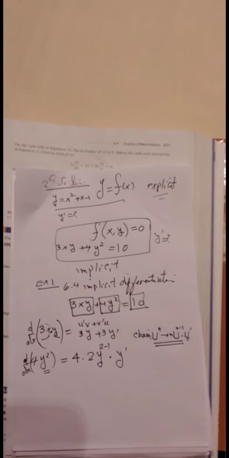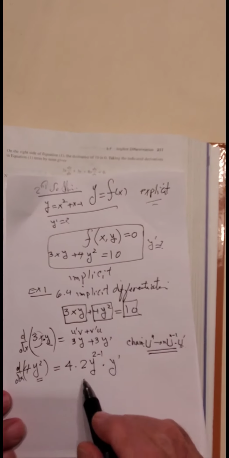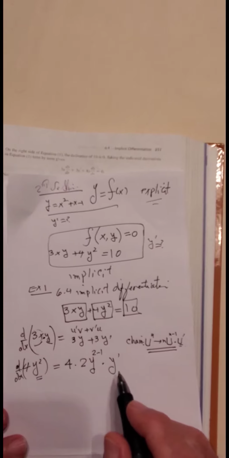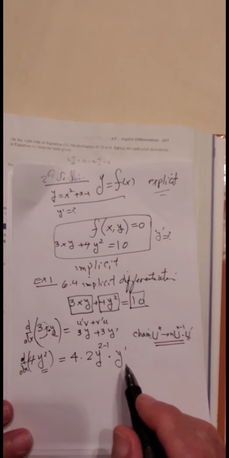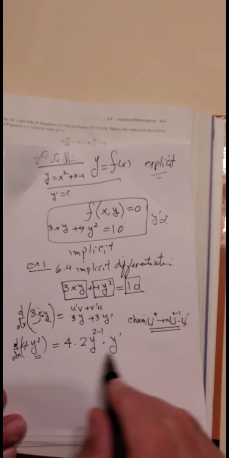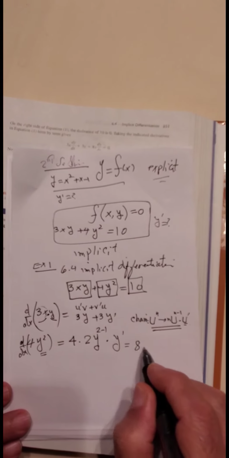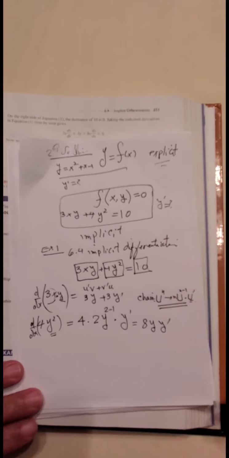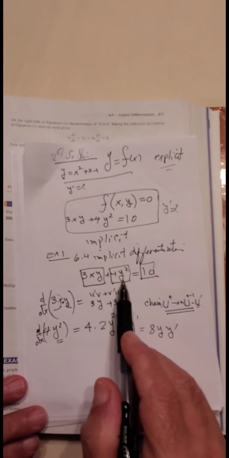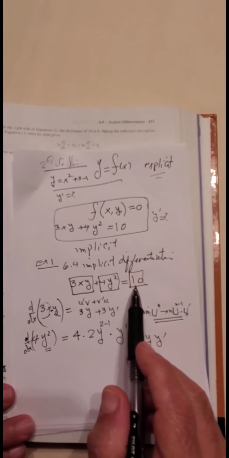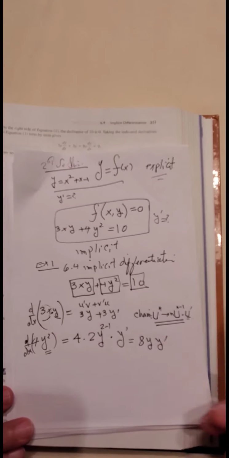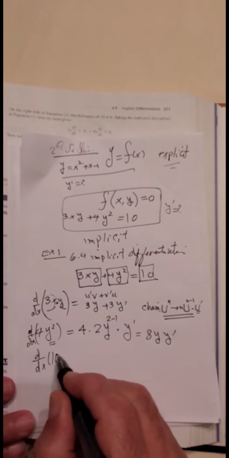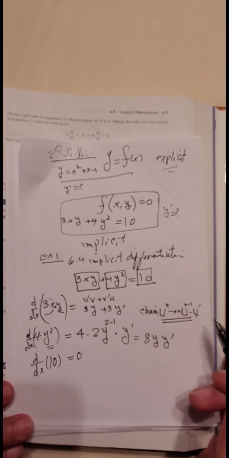Remember the chain rule? We take the derivative like the power rule, but in the end you have to multiply by y prime, or u prime. So this actually is 8y y prime. Therefore now you have the derivative of the first term, the derivative of the second term on the left side, and the derivative of 10. Everybody knows the derivative of 10 with respect to x. The derivative of a constant is always equal to 0.